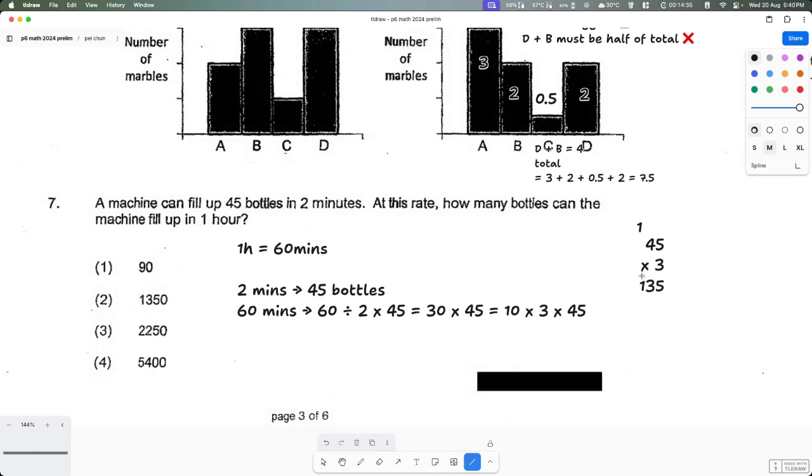135. So let's do this. So 1 equal to 10 times 135, which is equal to 1350. There you go. So it's option number 2. All right, let's move on to the next question.